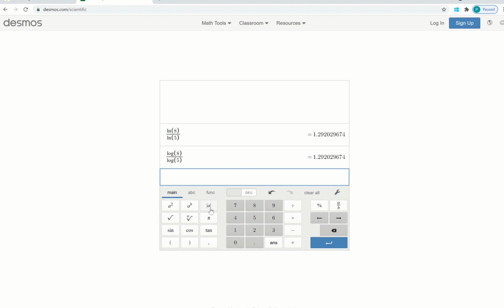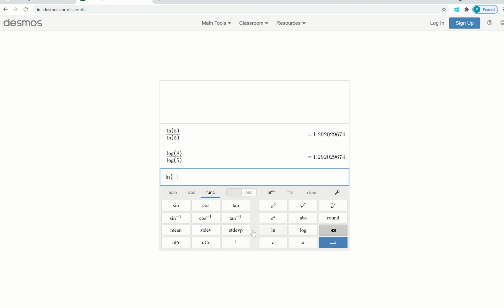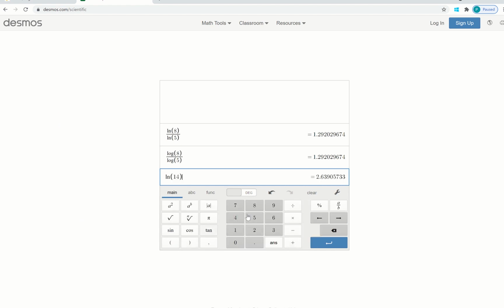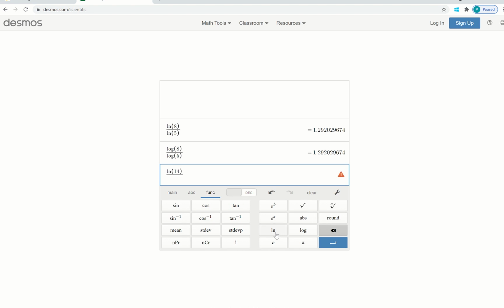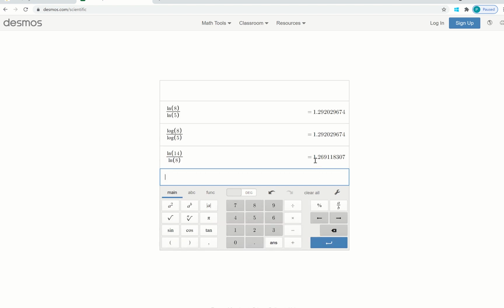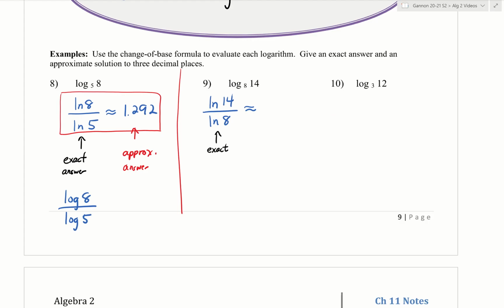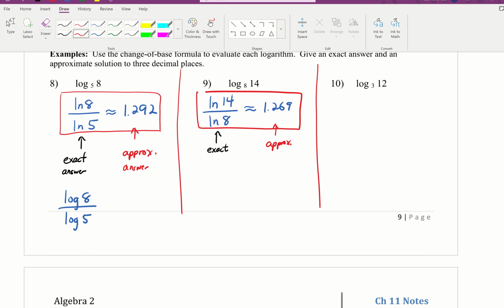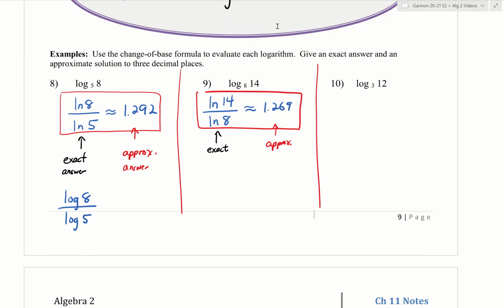We're going to need our calculator to come up with the approximation. So using that same calculator, we're going to quickly go ln of 14, close the parentheses, divide that by ln of 8. And here we get about 1.269. That is the approximate solution. All right, and we got one more. Log base 3 of 12.